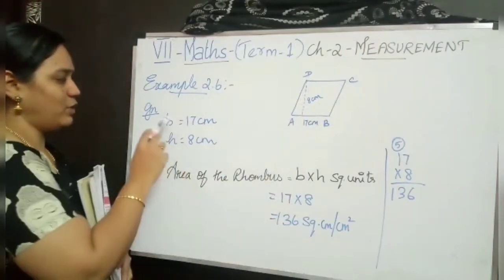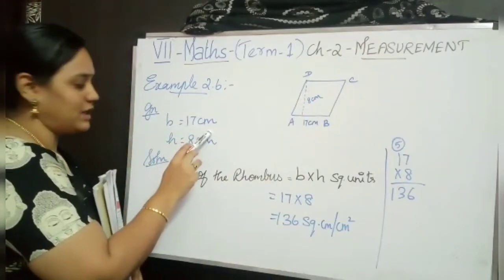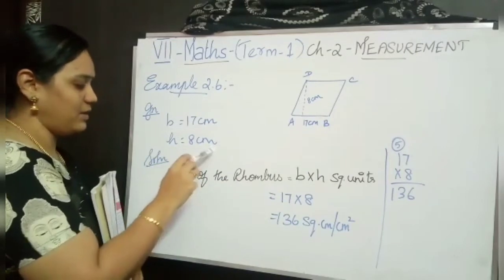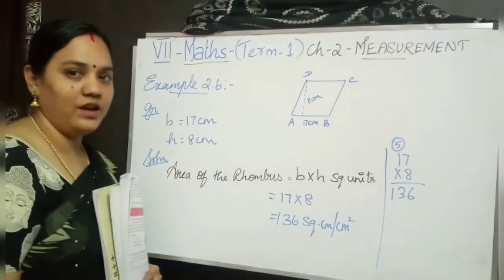So now, what is given? Base is given as 17 centimeter. Height is given as 8 centimeter. So we have to find out the area of the rhombus.